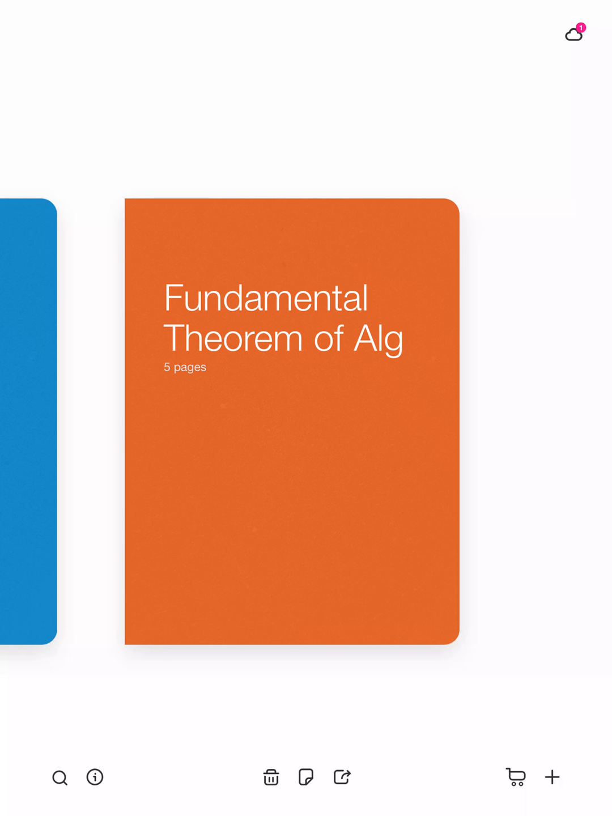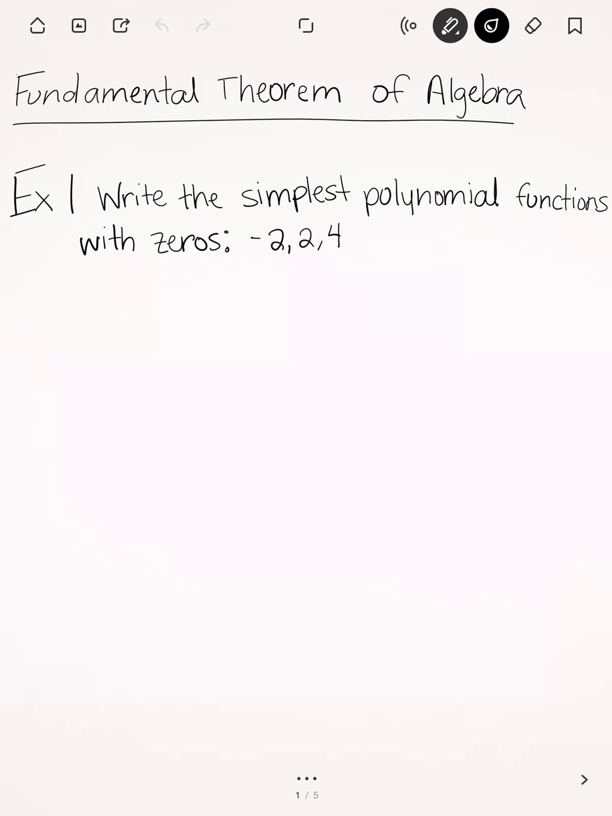This video is on the fundamental theorem of algebra. The objective for this video is that you can write polynomial functions given the zeros. We're so used to solving for the zeros, solving for the x-intercepts, factoring to find them, using any method that we've learned so far. But with the fundamental theorem of algebra, we are working backwards.